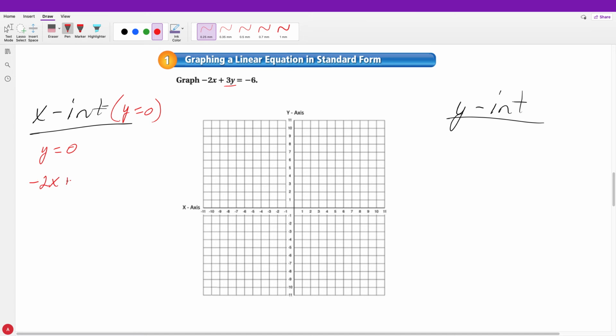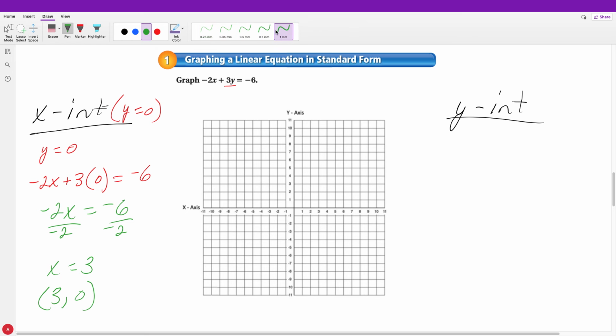So negative 2x plus 3 times 0 is equal to negative 6. When I substitute this value in, I can then solve and figure out what x is equal to, to know what my x-intercept is. So this simplifies, and negative 2x is equal to negative 6. I divide each side by -2, and x is then equal to a positive 3. So my x-intercept is (3, 0). I can go ahead and plot that point at (3, 0), because that is where it crosses my x-axis.